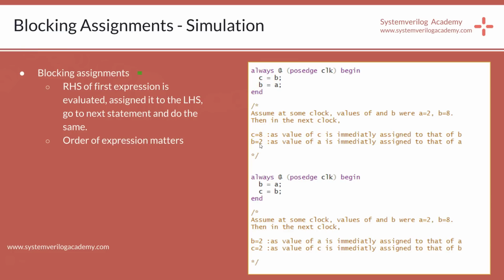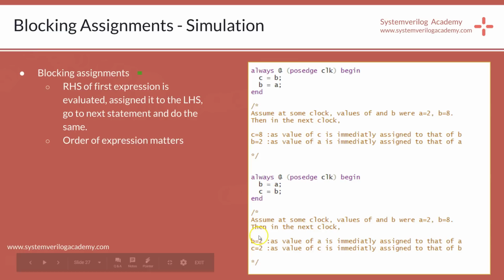Now in the same example, let's reorder these statements as shown here. Now, B will be immediately assigned with the value of A, which is 2. Next, C will be assigned with the value of B. With the previous expression, the value of B got changed and assigned immediately, and it will result in the new B when the next statement is executed. Thus C will be equal to 2.